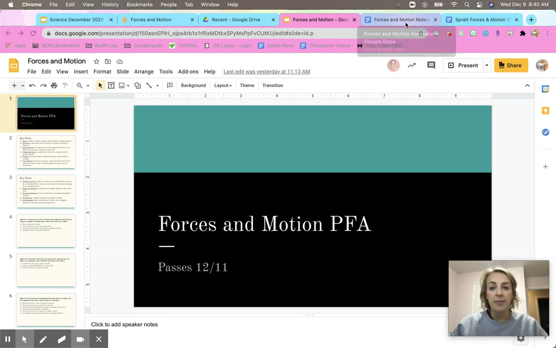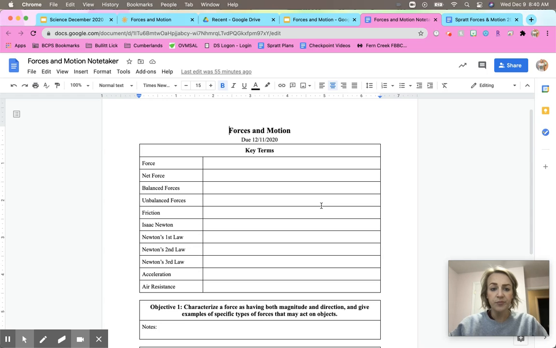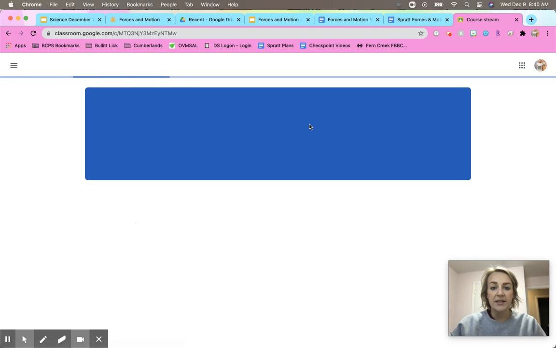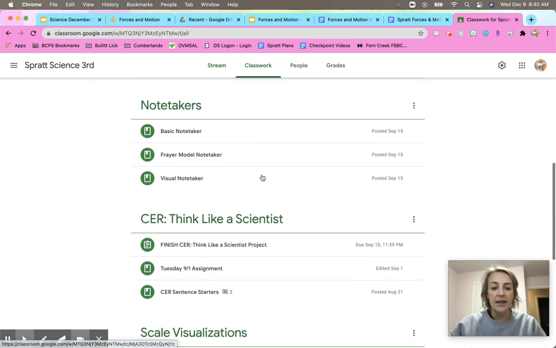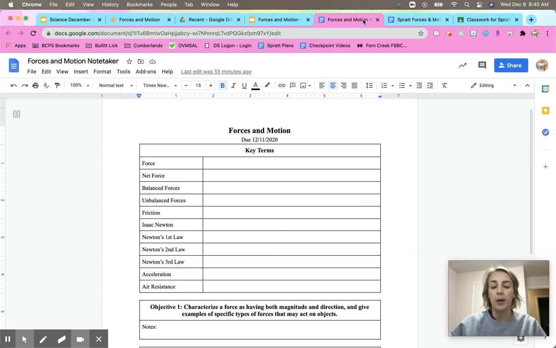It's not posted yet because I have them scheduled in Google Classroom to drop at a certain time, but this is the note taker that is going to be available to you in Google Classroom. If you're struggling to find it, you can go to whatever your class is and you'll click classwork. And it is going to be at the very bottom, Forces in Motion Power Focus area. For example, this one isn't scheduled to drop until 10:10 a.m. this morning. That's just because I wanted it to drop when class starts. So whatever class period you have, whatever time your class starts, that's when your Power Focus area note taker will drop. But you're going to need that open in order to complete today's focus area note taker.